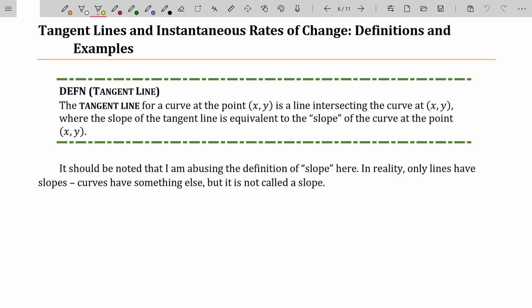You must be pretty strongly familiar with all of algebra and trig and stuff like that before you start into calculus. That's just a heads up. I'm sure you already know that. All right, so let's talk about tangent lines.